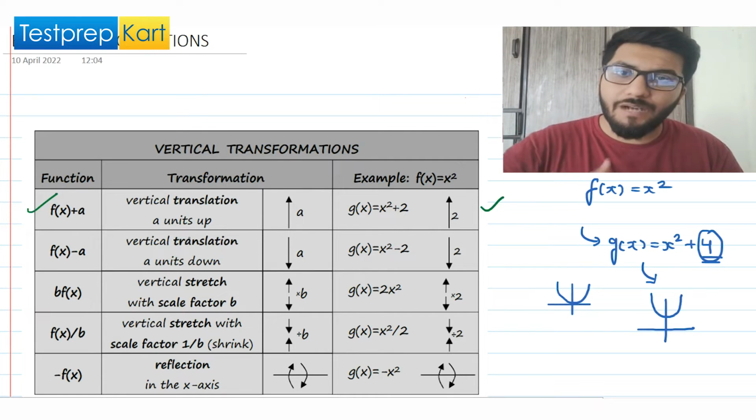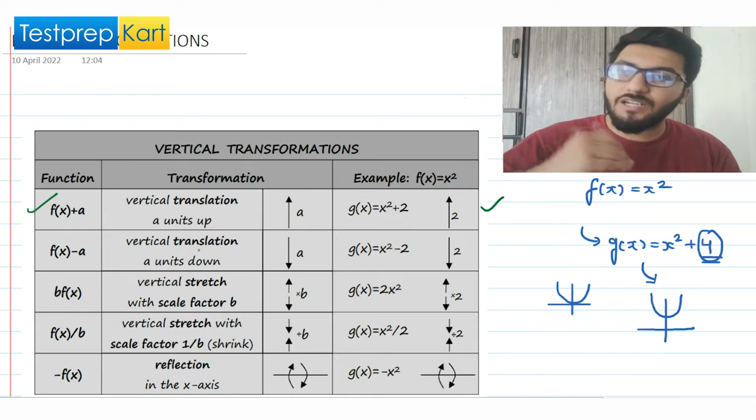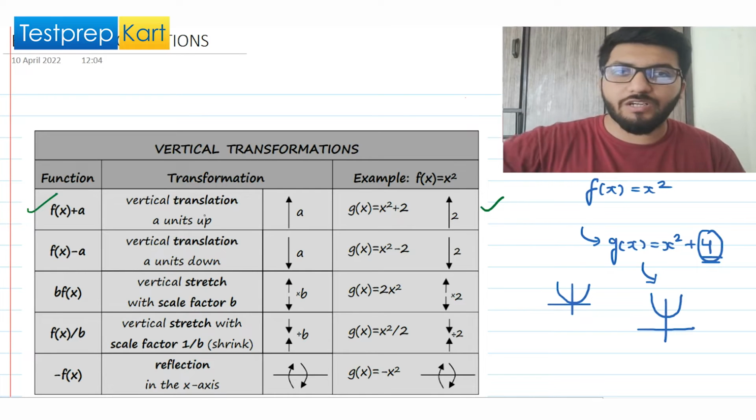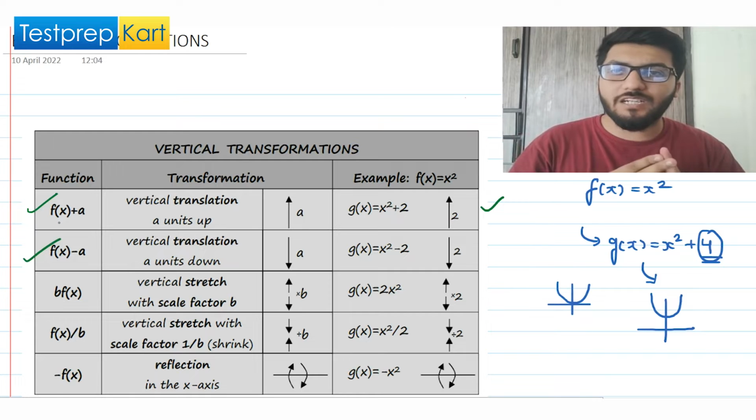Similarly, if I subtract some constant, then what will happen? The vertical translation will happen, but it will now happen in the downward direction. So we are clear with the two basic transformations related to the vertical translation.